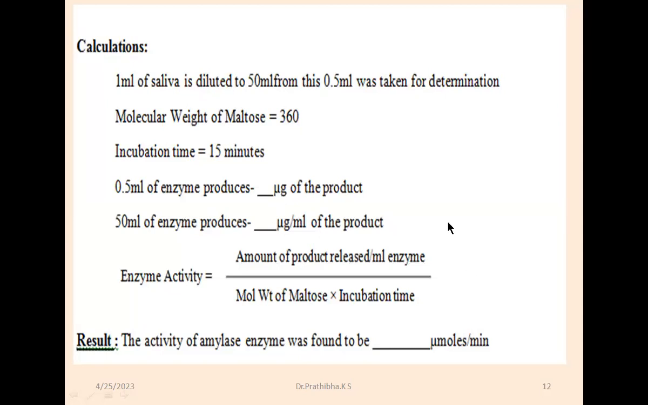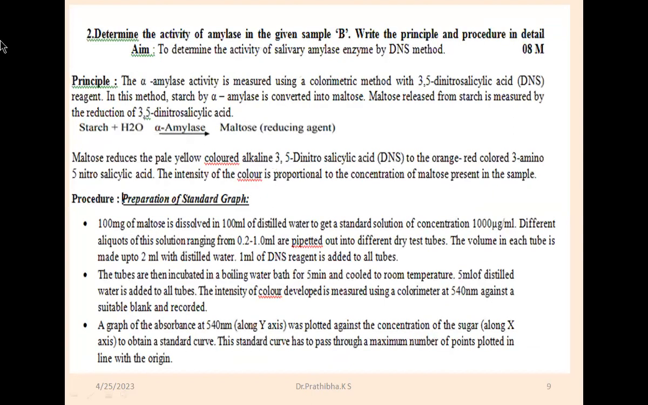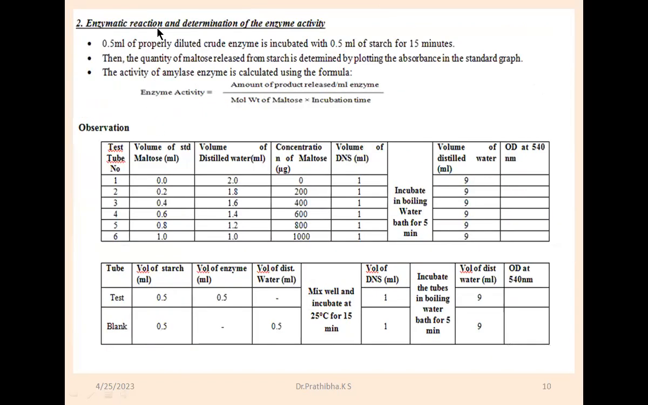So let me go through this one, enzyme activity. Please take a screenshot and study this one. Determine the activity of amylase in the given sample B. Write the principle and procedure in detail. So this principle and this procedure, preparation of the standard graph, and this enzymatic reaction and determination of the enzyme activity, up to here you need to write in detail.